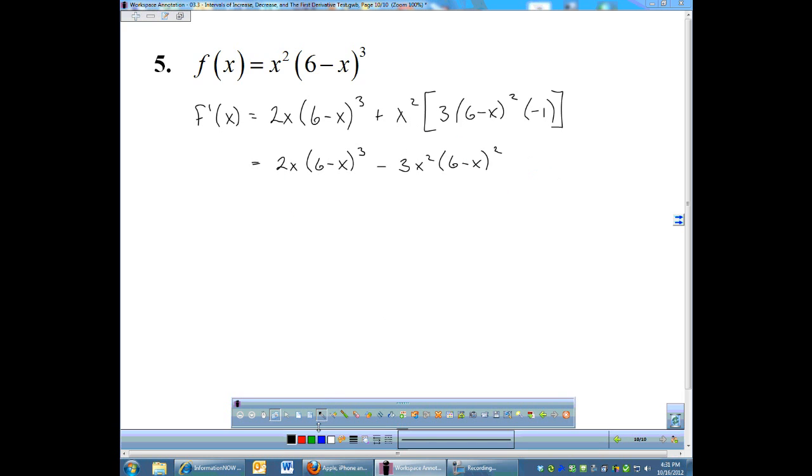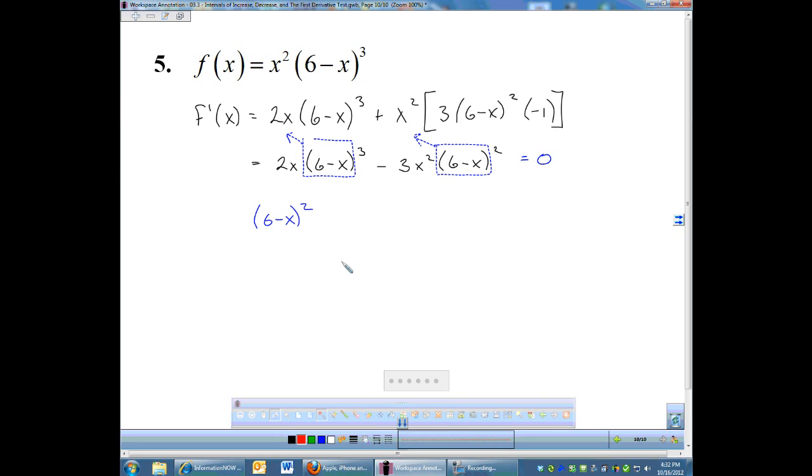Now what I have to do is set this equal to 0 and solve. And there's a little trick we're going to do to this one. We're going to factor it. Looking at this, each one of these terms has a 6 minus x in it. So what I'm going to do is factor out a 6 minus x, and you always factor out the one with the lowest exponent. So I'm actually going to factor out a 6 minus x squared from this whole thing. And if you're paying attention, you notice they also have an x in common. So at the same time, I'm going to factor out an x. So 6 minus x squared times x is going to be pulled out.